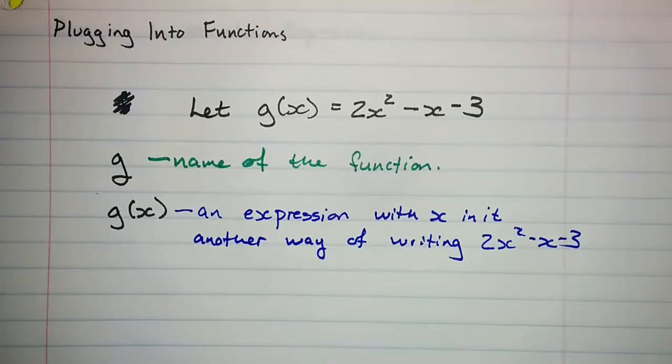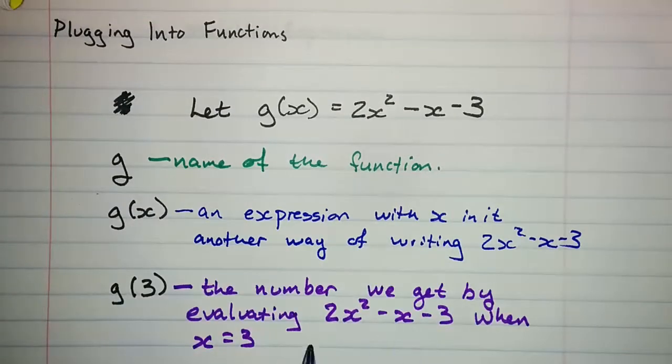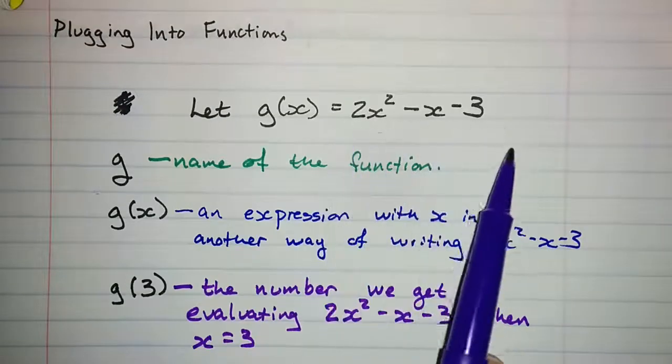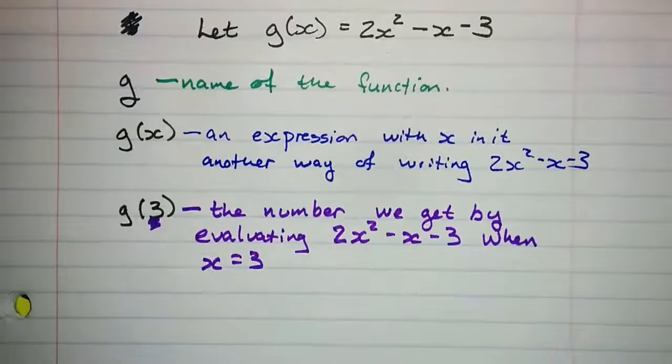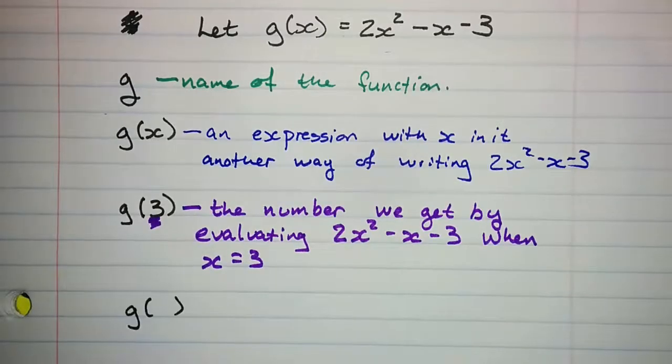We can write, for example, g of 3. What does this represent? G of 3 represents the number we get by evaluating 2x squared minus x minus 3, that is this formula that defines g, when x equals 3. Where did I get 3? It's this 3.